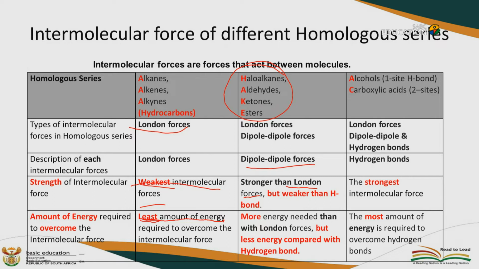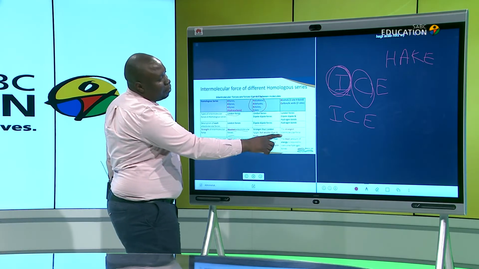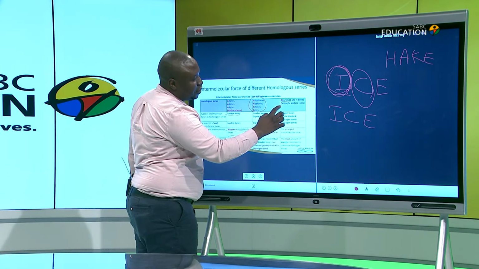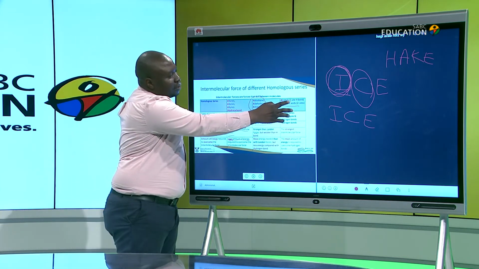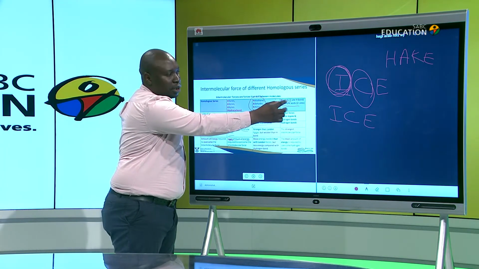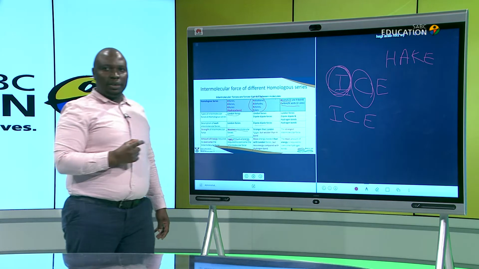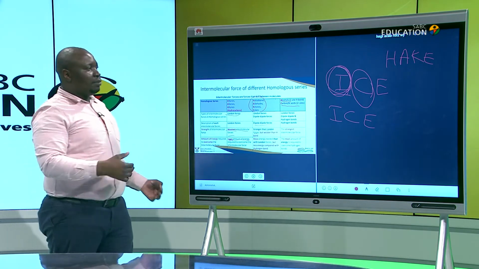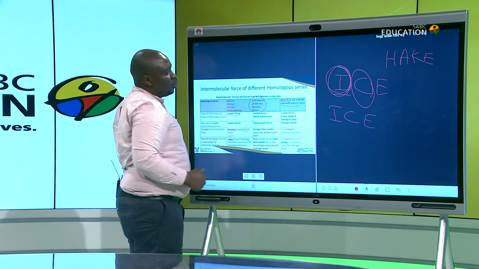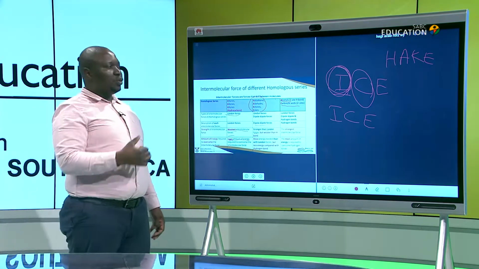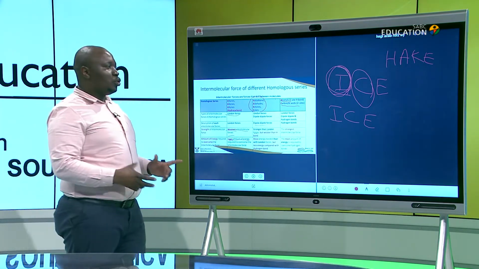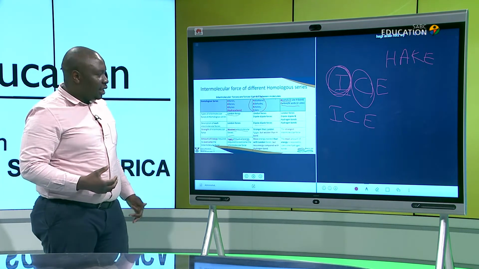Remember what we said about the hydrogen bond? Hydrogen bonds are found in alcohols and carboxylic acids. Alcohols have one side of hydrogen bond, and carboxylic acids have 2 sides of hydrogen bond. So when you see an alcohol, you see 1 side of hydrogen bond, and when you see a carboxylic acid, you see 2 sides. You will see when you do questions how you go about answering them.